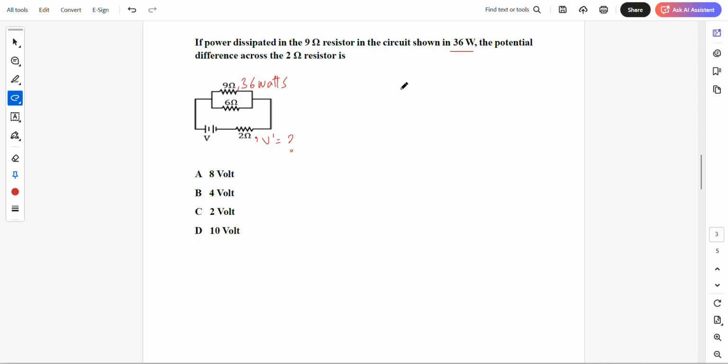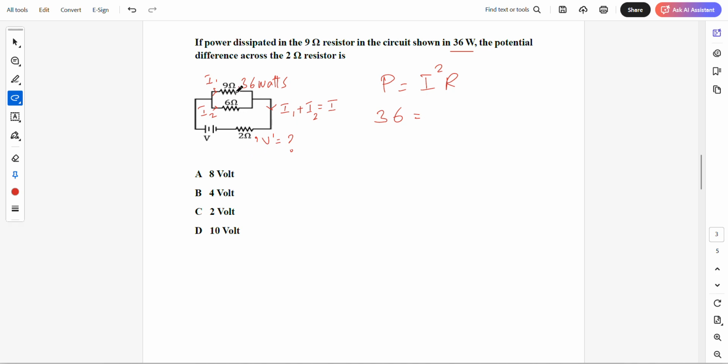Understood? So I know that P is equal to I square into R. They have given power here. I can write 36 is equal to, let me call the current flowing here as I1, and let me call this as I2, right? So here how much current will flow? I1 plus I2. Because once I know this current, I can easily calculate V dash here.